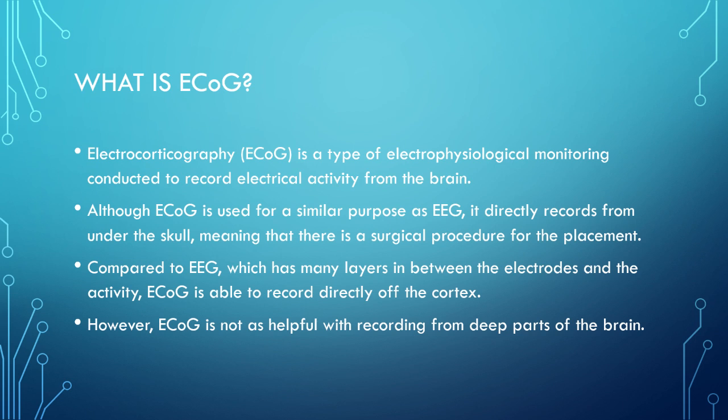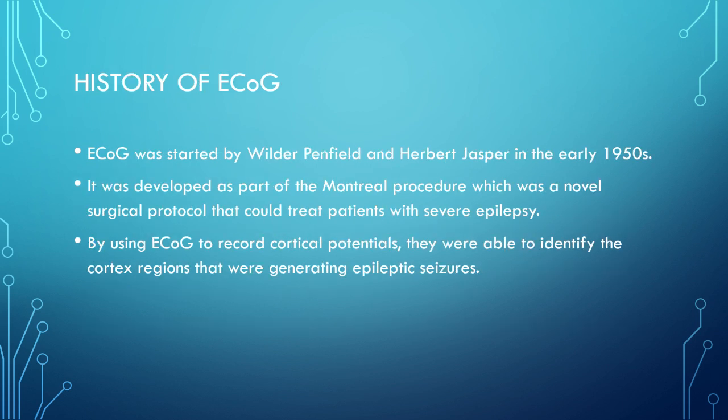Chronologically, ECoG would be done as a later resort due to the surgical implications of the procedure, so it's usually preceded with EEG or MRI. ECoG was started by Wilder Penfield and Herbert Jasper in the early 1950s. It was developed as part of the Montreal procedure, which was a novel surgical protocol that could treat patients with severe epilepsy by identifying the regions of the cortex that were generating epileptic seizures. ECoG helped identify these epileptogenic zones by recording cortical potentials.